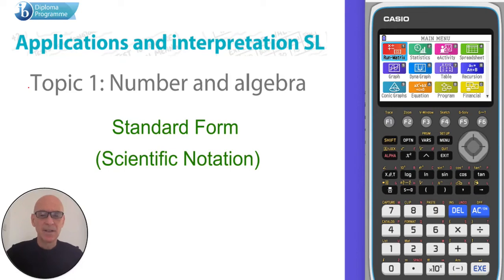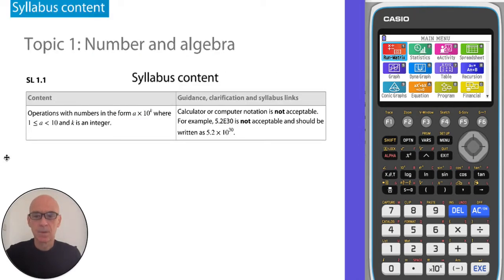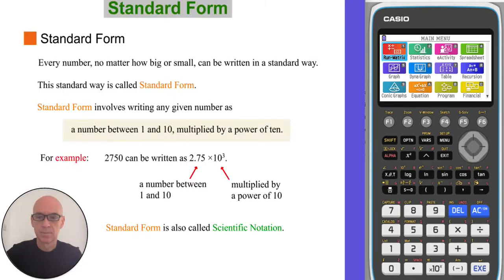Hello, in this video I'm going to talk about standard form, also known as scientific notation, as shown here in the syllabus. Every number, no matter how big or small, can be written in a standard way. The standard way is called standard form, also called scientific notation.